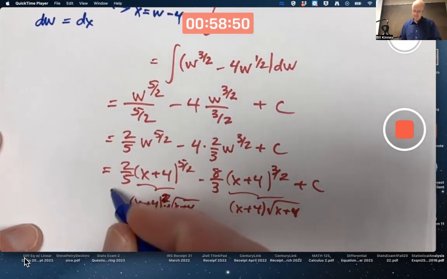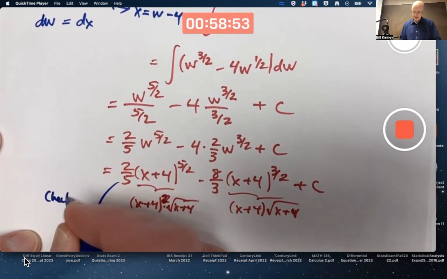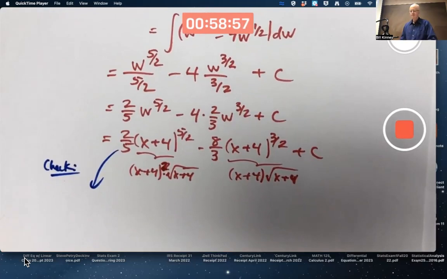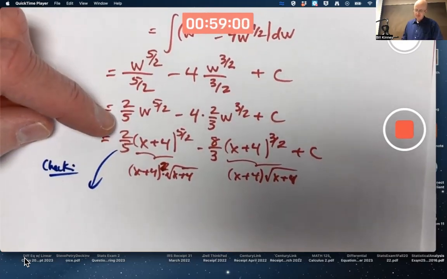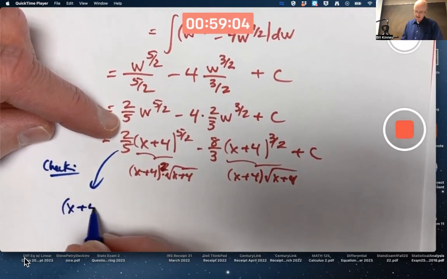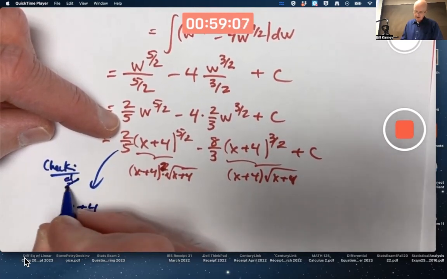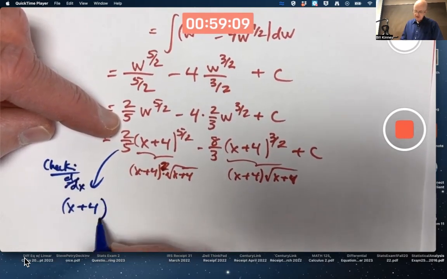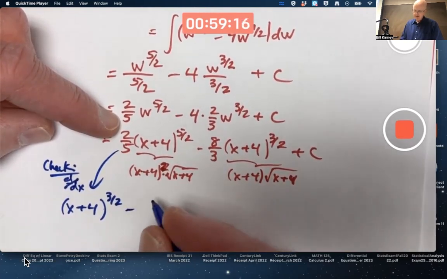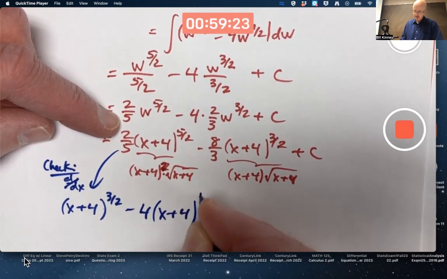Checking. Checking is a little tricky in this case because when you initially differentiate, it doesn't look like it's worked. I'm differentiating with respect to x. Bring down the 5 halves. 2/5 times 5 halves is 1. 5 halves minus 1 is 3 halves. Here, bring down the 3 halves. 8/3 times 3 halves. The 3's will cancel, and 8/2 is 4. Subtract 1 from the exponent.